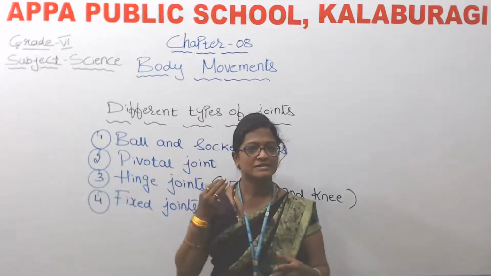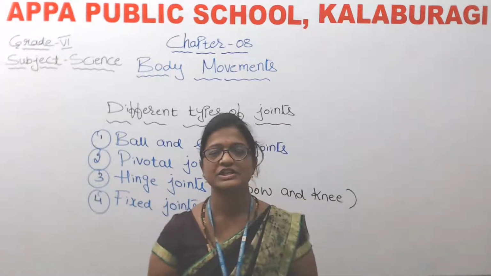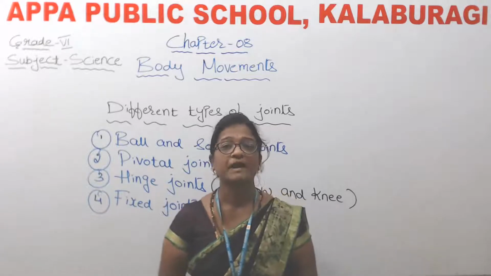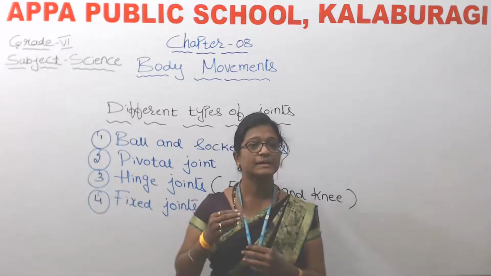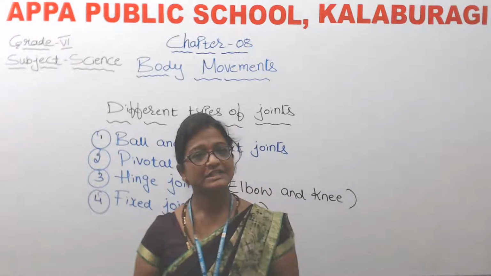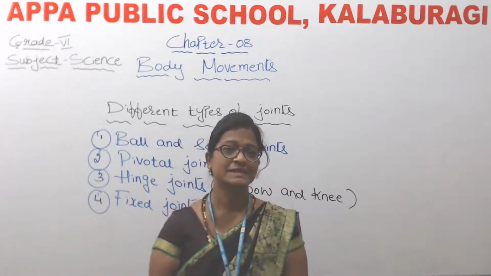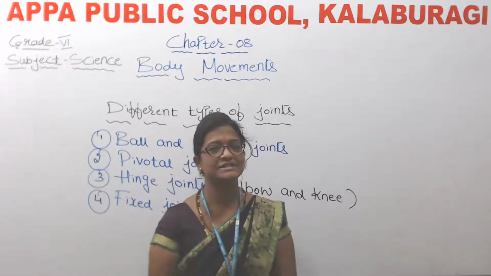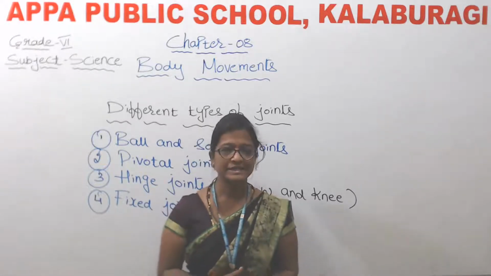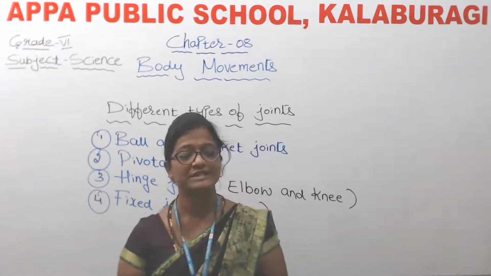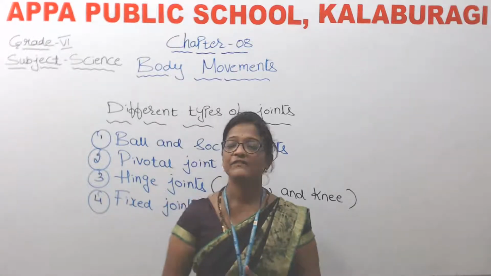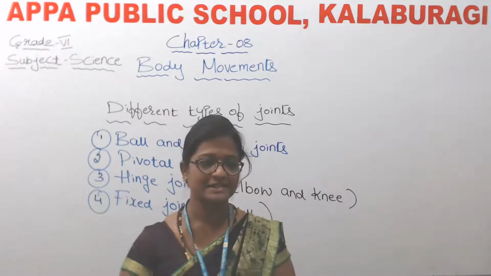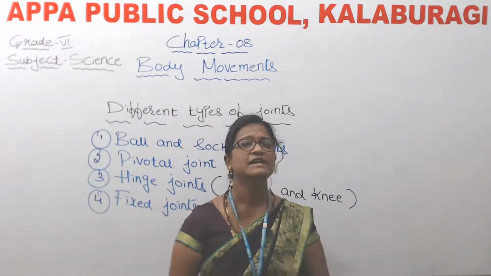So we have discussed ball and socket joints, which are present in the shoulder and hip. Next we discussed the pivotal joint, which is present in the neck below the head, isn't it? Next we discussed, yes, which joint? Hinge joints, which are present in elbow and knees and allow movement in only one direction. And next we discussed fixed joints, which are present in the skull, isn't it? So these are all the joints which we have discussed.